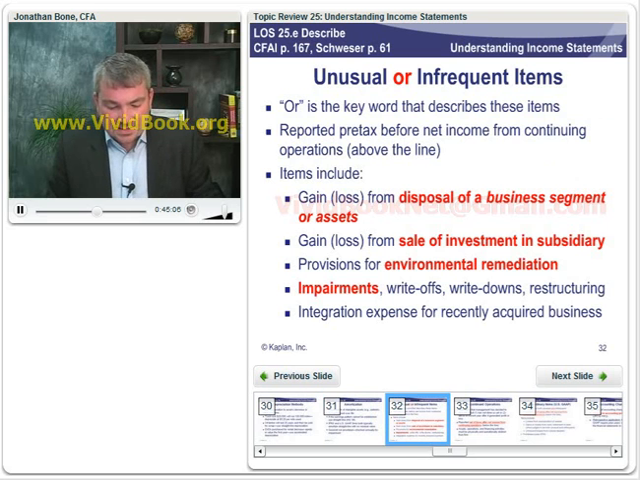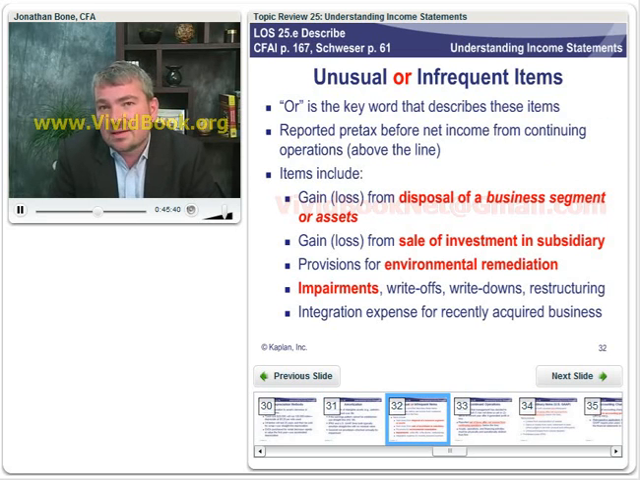Our next LOS asks us to discuss unusual or infrequent items, discontinued operations, extraordinary items, and accounting changes. So let's start off with our unusual or infrequent item. Remember, these are above the line, above the tax line. As a result, they're reported gross, and any tax on these items is included in your provision for income tax. Now, these items have to be unusual or infrequent. So unusual to our day-to-day business operations, or very infrequent, but not both.